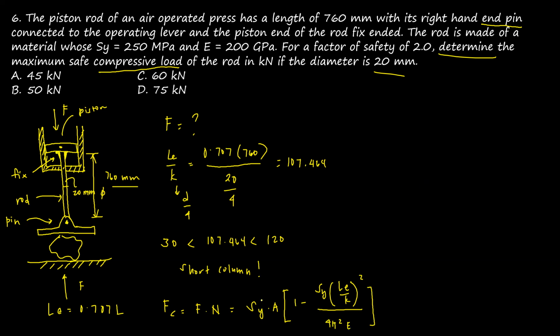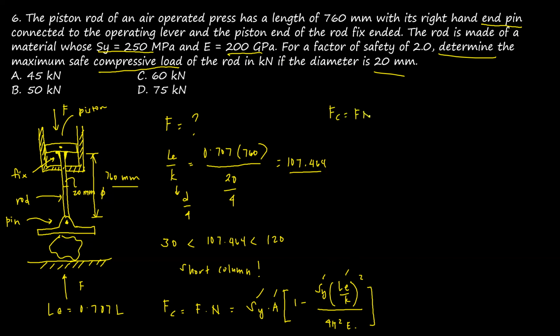Ayan. So isa-isahin natin yung mga given. So si SY ba ay given, or yield stress? Okay, si yield stress ay given, which is 250 megapascals. Of course, si area given, just simply pi over 4 d squared, kasi meron naman tayong diameter, which is 20. SY given, LE over K, meron tayo niyan. E, which is 200 gigapascals. So everything is given. Isasalpak na lang natin sa scratch and calculator.